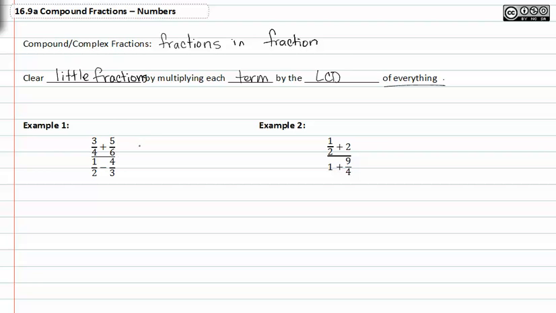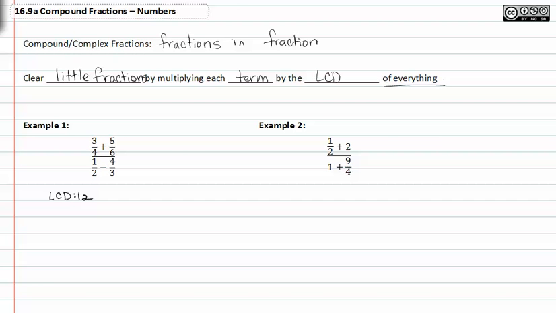In example 1, we see that we actually have 1, 2, 3, 4 fractions, 2 in the numerator and 2 in the denominator. The way we deal with this is by looking at all the different denominators and finding out what the LCD of all these numbers would be. The LCD is 12.